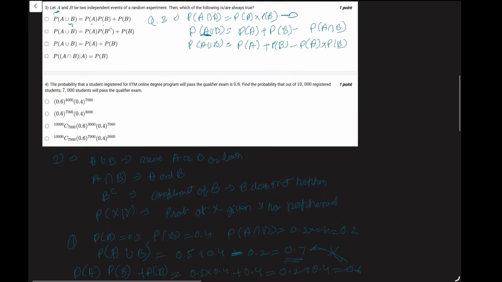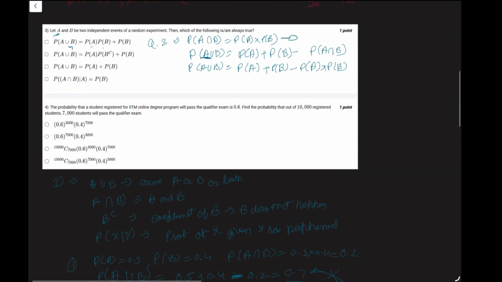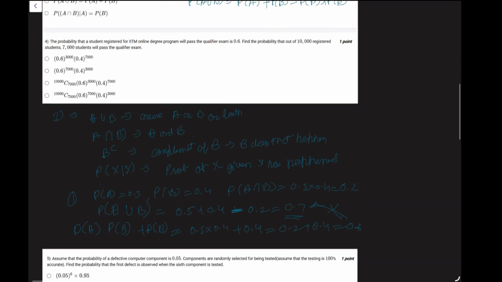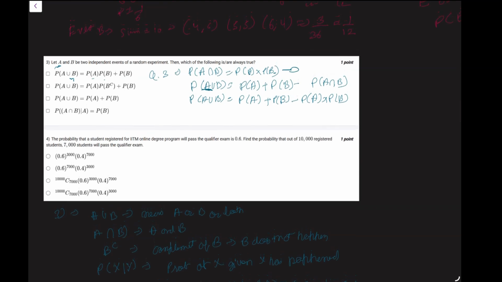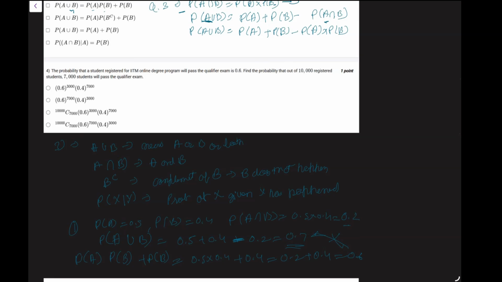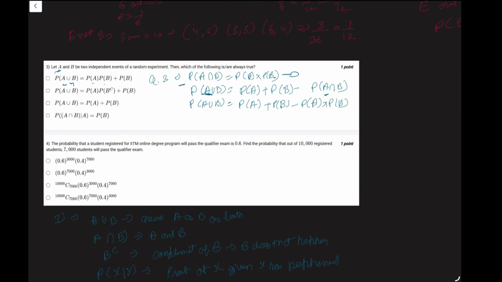See the logic here. We have two independent events. Independent events means A intersection B is directly the product of the numbers, which was 0.2. Why? Because the two events are independent. Now, if they are independent, you can directly plug this number here to get the union answer as well, and our union answer turns out to be 0.7. However, their union, once we plug the numbers, does not give 0.7. It gives 0.6, and that's why this is a false answer.